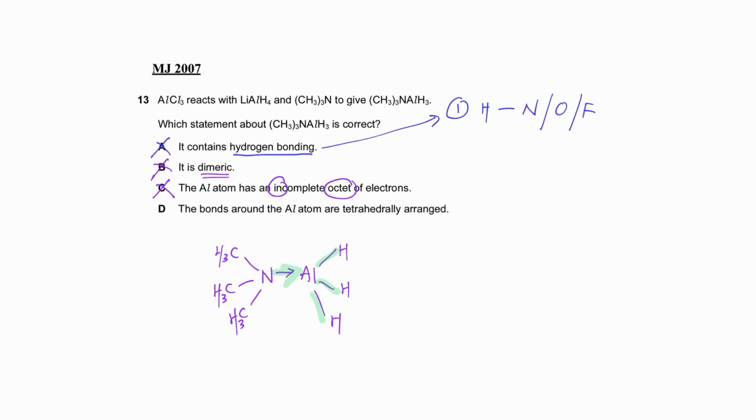So lastly, D is the answer because aluminium has 4 bonding pairs of electrons and 0 lone pairs, which will give us a tetrahedral shape. So the answer is D for this question.